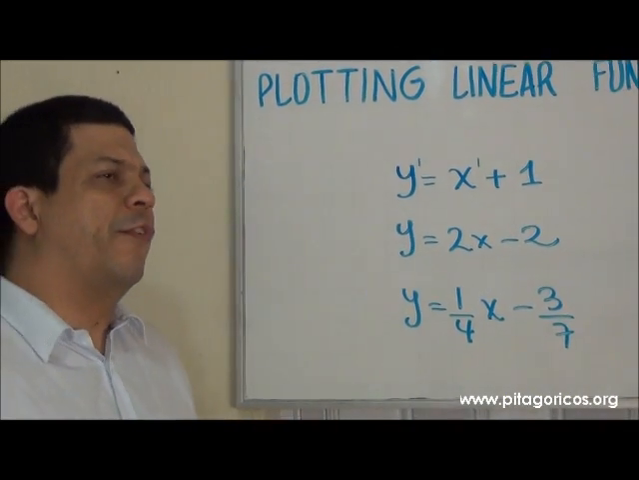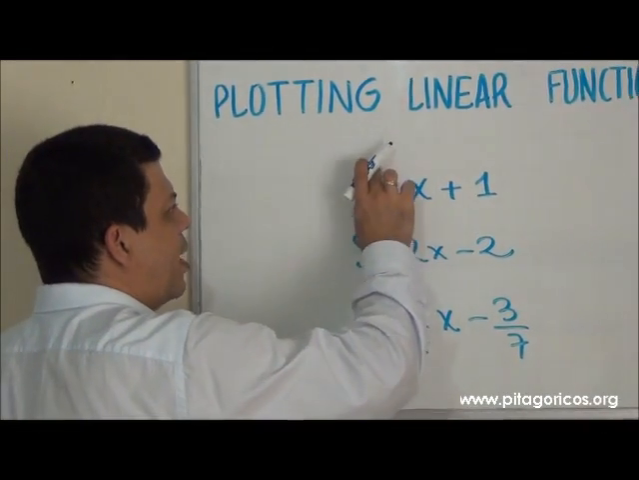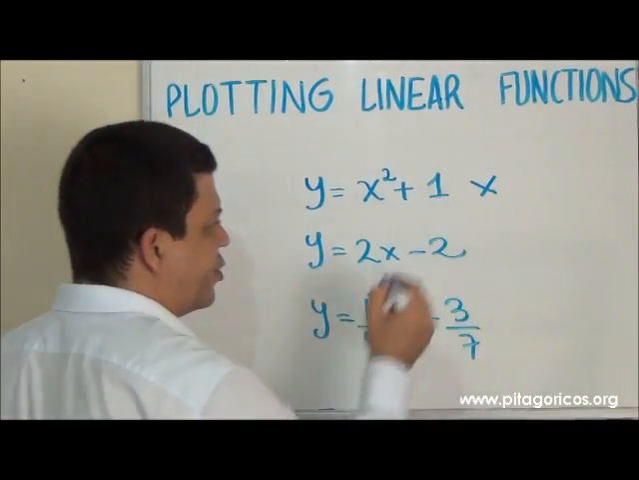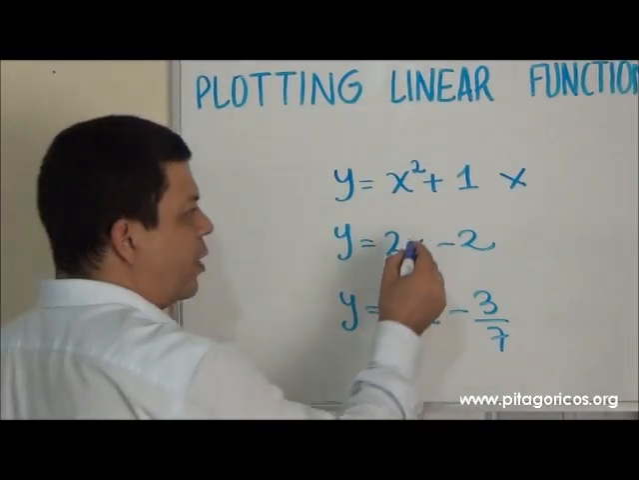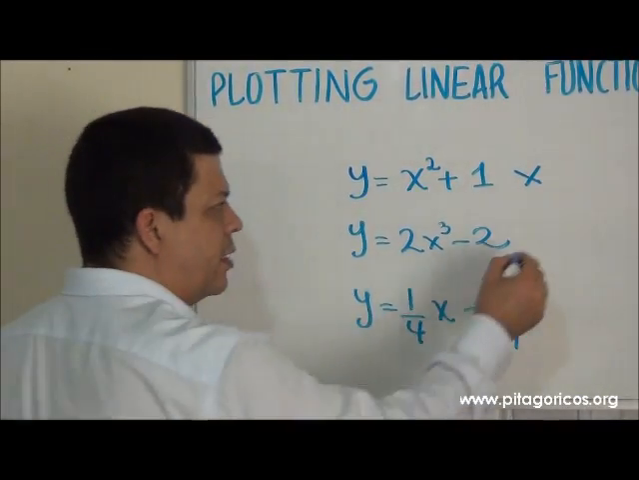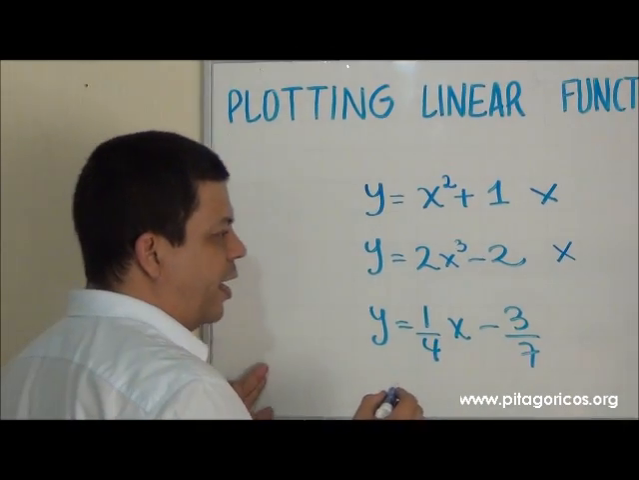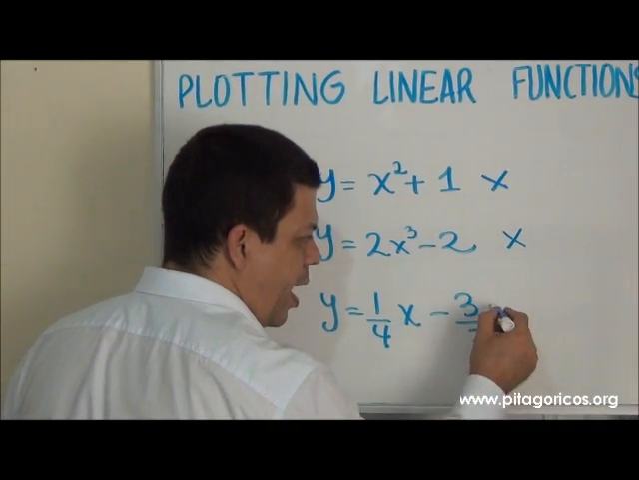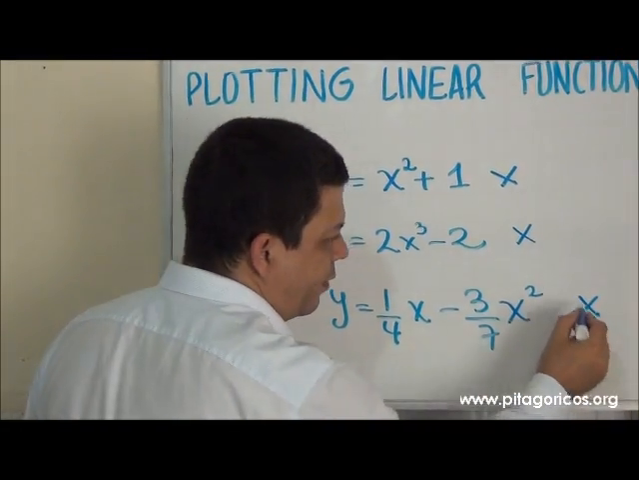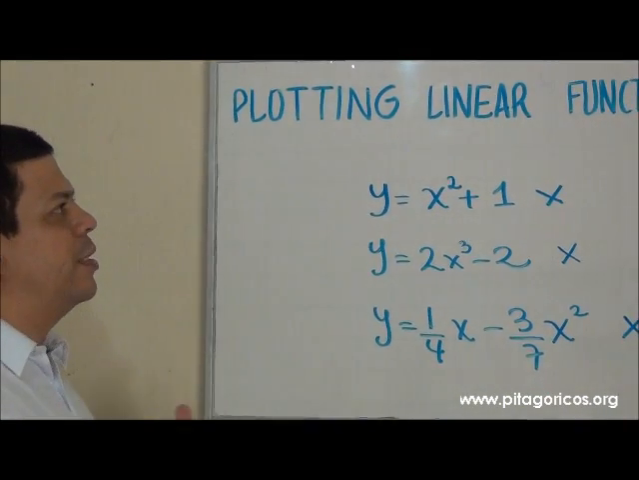An example of a function which is not linear: if I place here, let's say, a power of 2, then this is not a linear function. If I place here a power of 3, this is not a linear function either. Or if I put here another x, let's say to the power of 2, this is not a linear function. But what we are going to study today is how to plot these linear functions.